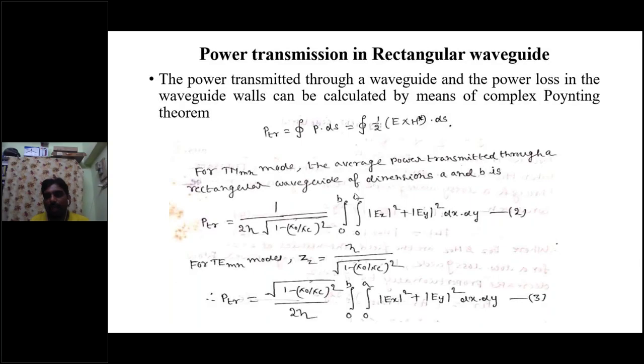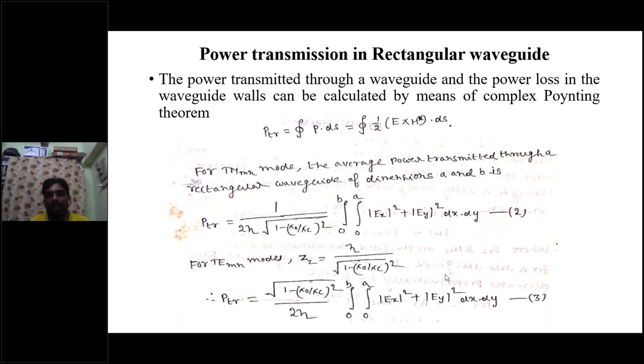The cutoff wavelength for a rectangular waveguide is 2ab by square root of m square b square plus n square a square. From this relation we calculate, and these are the dimensions: along the electric field, along the x direction, along the y direction. Similarly for transverse electric waves, again using the expression. This is power transmission, meaning how much power is transmitted through your rectangular waveguide.